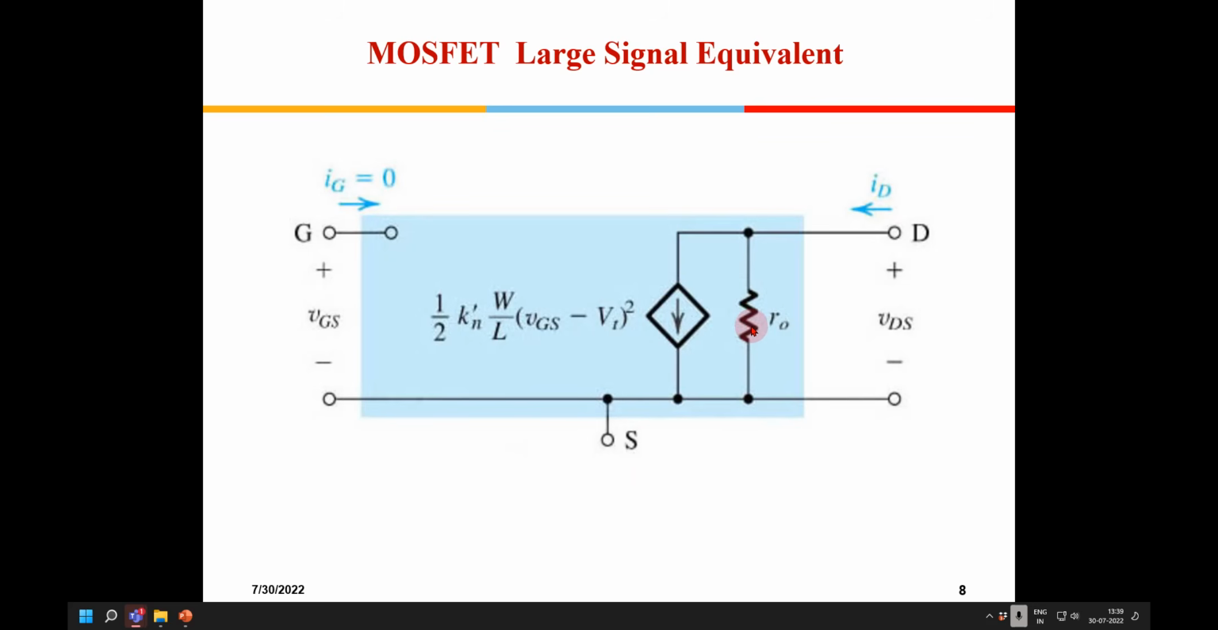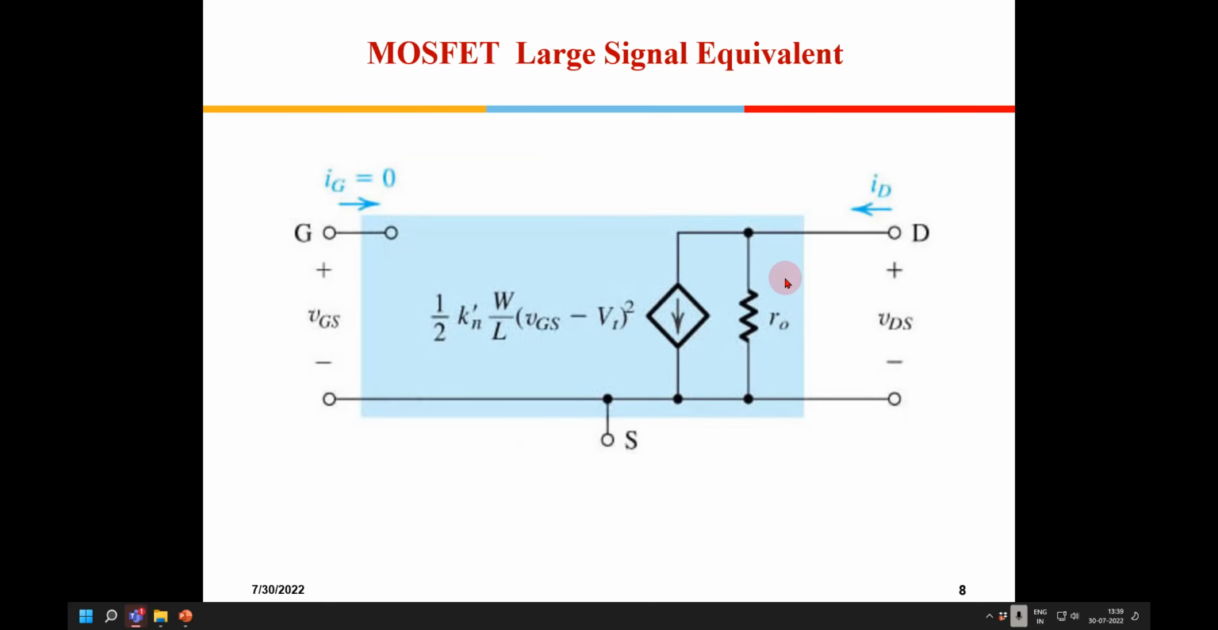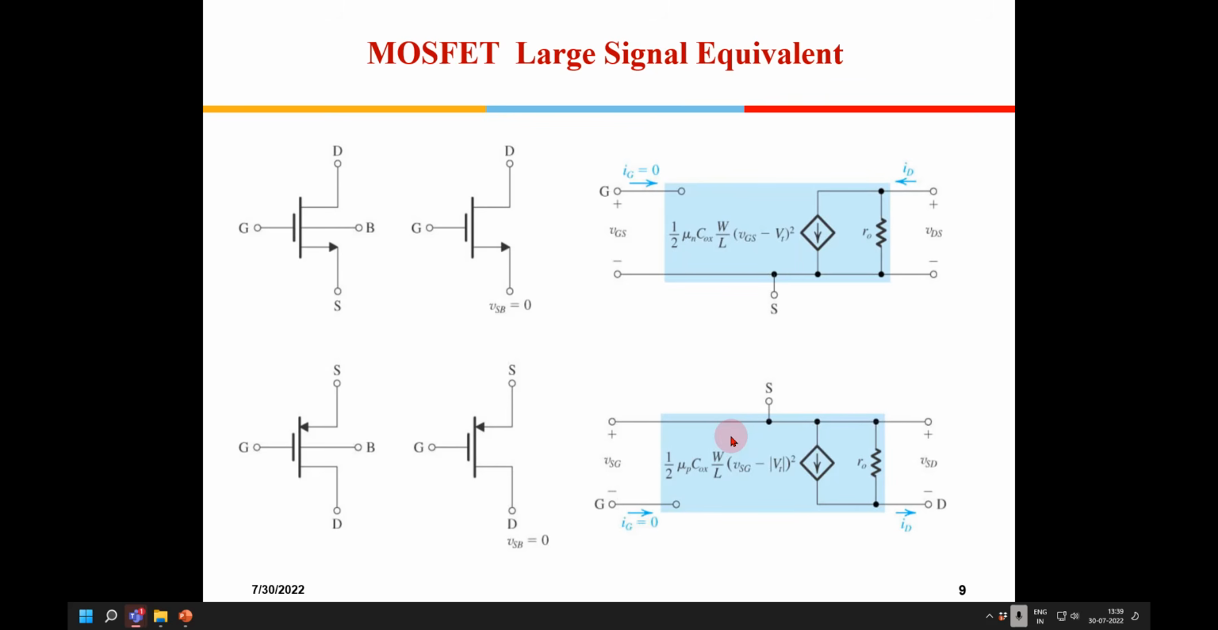Understood why this R0 is there? This R0 caters for this slope, the additional current which is flowing. If I don't put this R0, these curves will be straight. R0 indicates that as you keep increasing VDS, current keeps flowing, so that comes through this resistance. So this becomes the large signal model MOSFET equivalent.